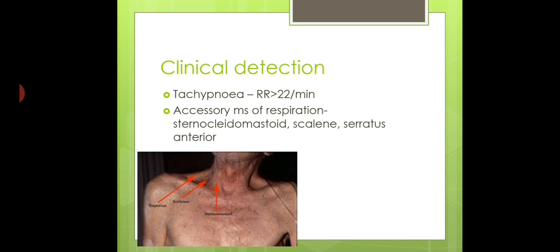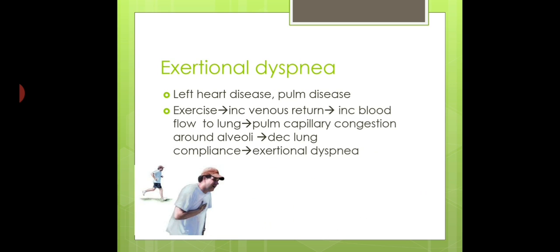Clinical detection of dyspnea is by tachypnea, respiratory rate more than 22 per minute, and use of accessory muscles of respiration. Exertional dyspnea occurs in left heart disease and pulmonary disease. Exercise causes increase in venous return, and that causes increased blood flow to the lung, and that causes pulmonary capillary congestion around alveoli, and that causes decreased lung compliance, that causes the exertional dyspnea.